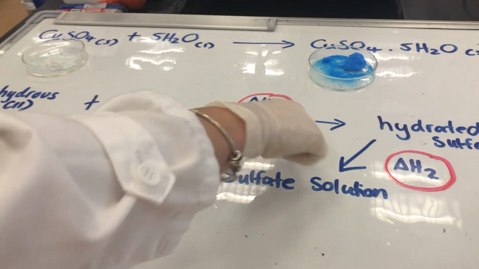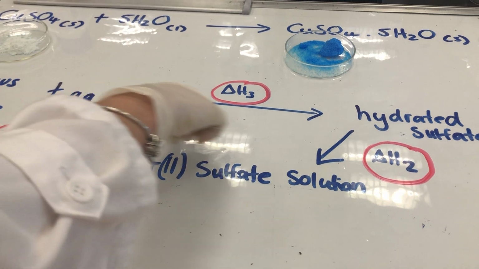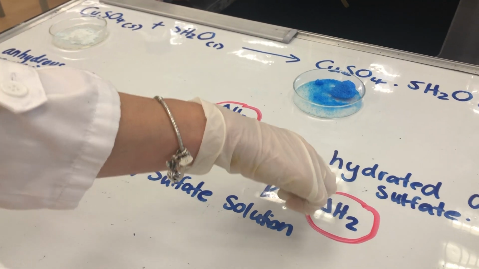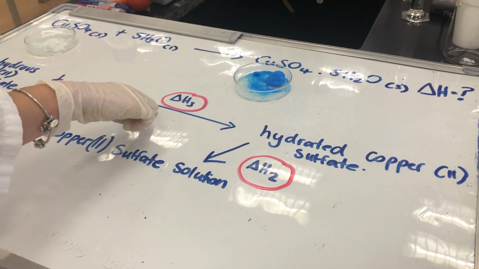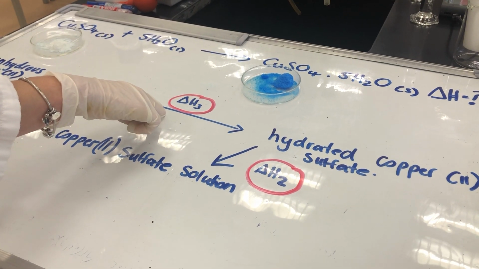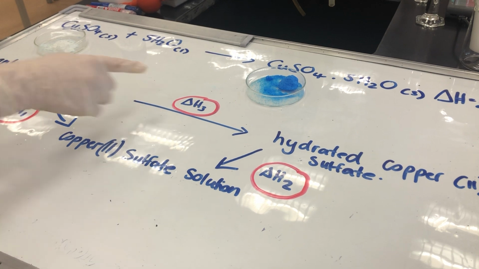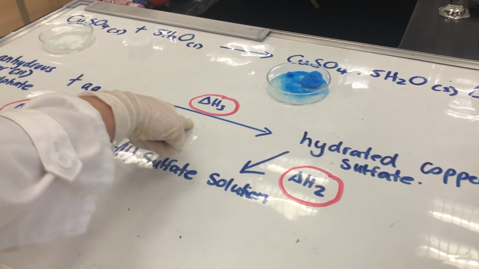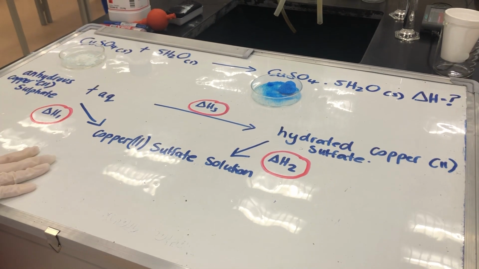that we are aiming to solve delta H3, which is a direct route to finding out the enthalpy change for our hydrated copper 2 sulphate. But remember I said we can't directly perform that. So what we're going to do instead is find an alternative route to be able to solve delta H3. And this is how we're going to do it.